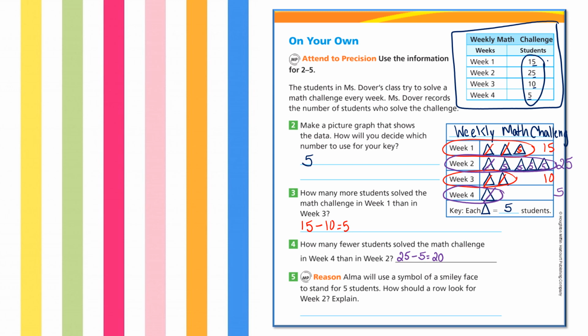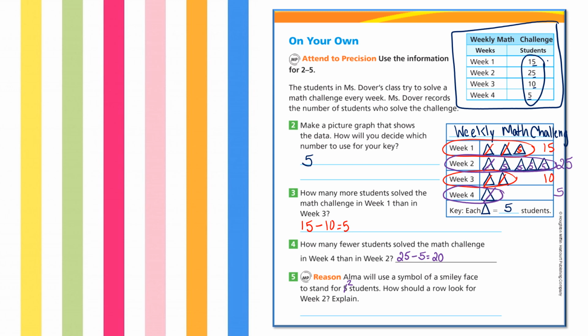Number five, Alma will use a symbol of a smiley face to stand for five students. How should a row look for week two? Okay, so she's using a smiley face to stand for five students, and we picked the same number. So it's going to look the same, except she's using smiley faces. So let's see. Let's change this problem, and let's see what it would look like if she was using it for two students, okay? So week two has 25 students.